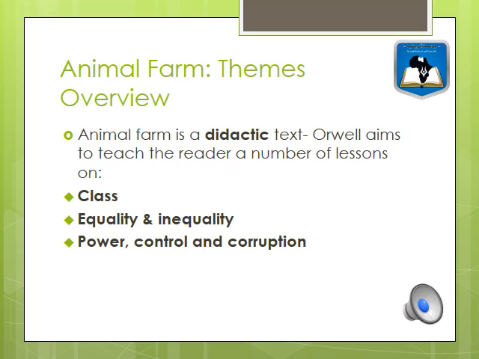So Animal Farm is a didactic text. What do we mean by a didactic text? Our aim is to teach, to read a number of lessons. So we can learn different types of lessons from this novel. And these lessons include class, equality and inequality, power, control, and corruption.